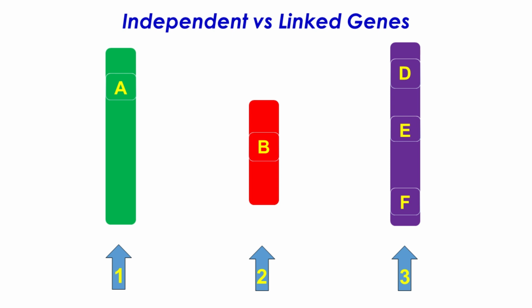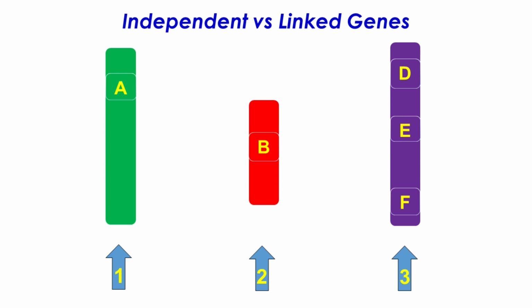This is an example of independent assortment, one of Mendel's key principles. Because they're on different chromosomes, the inheritance of one doesn't affect the inheritance of the other. Now let's look at the third chromosome, labeled 3. Here we see three genes, D, E, and F. Unlike the previous examples, all three are located on the same chromosome. Because they share the same physical space, these genes are considered linked.